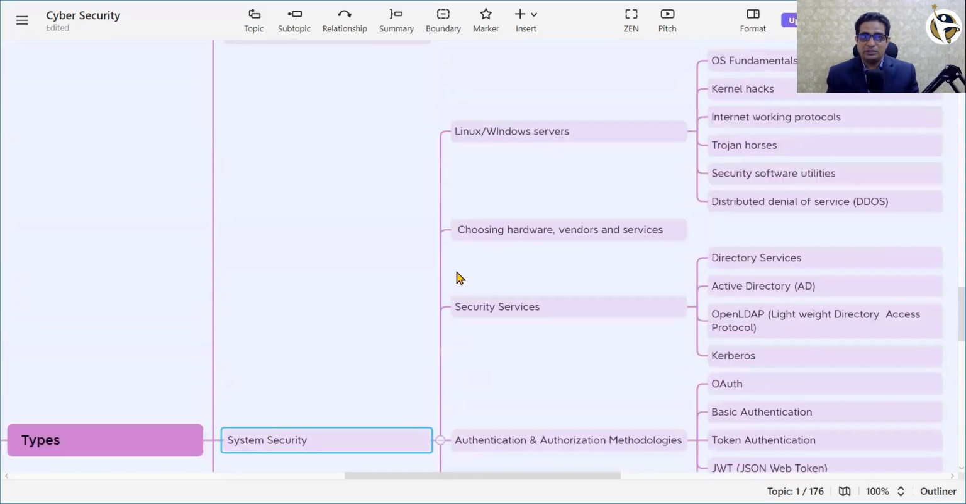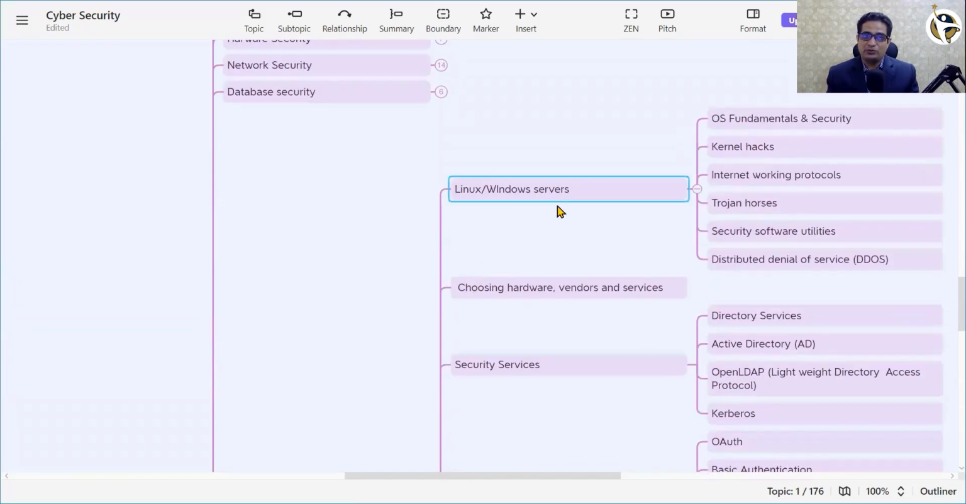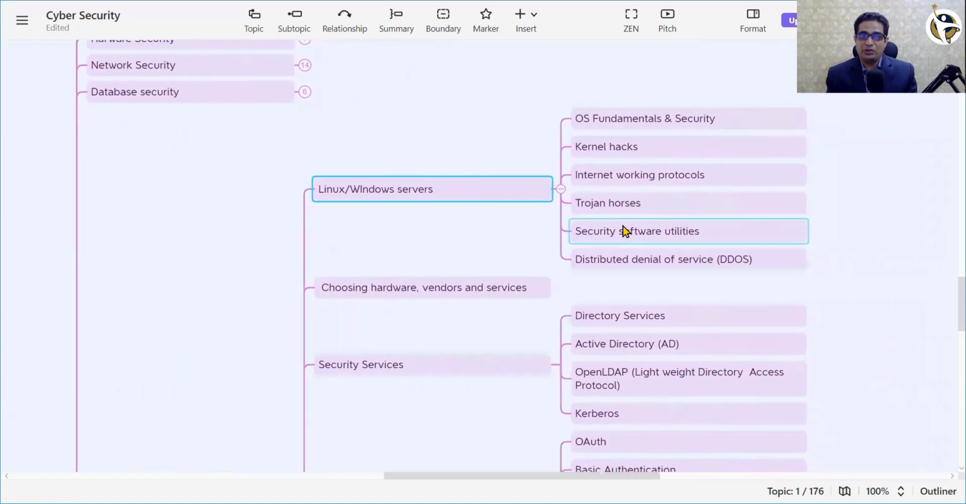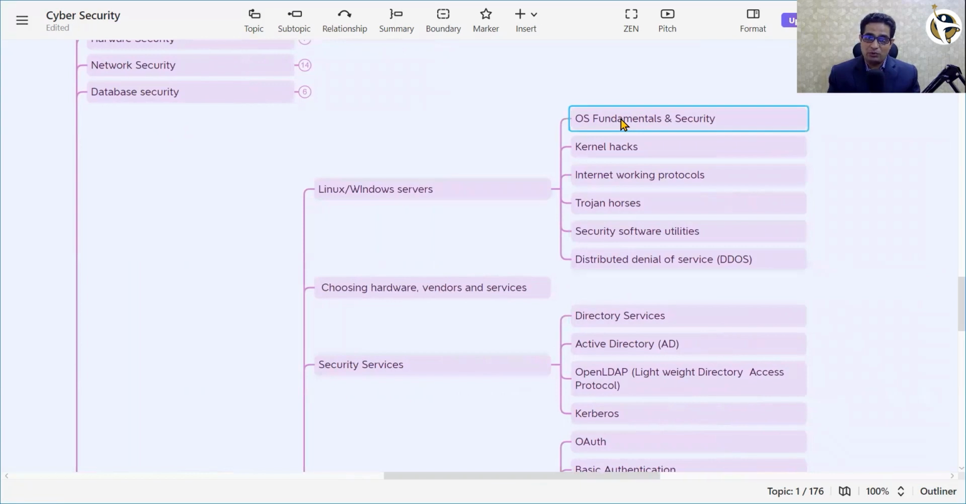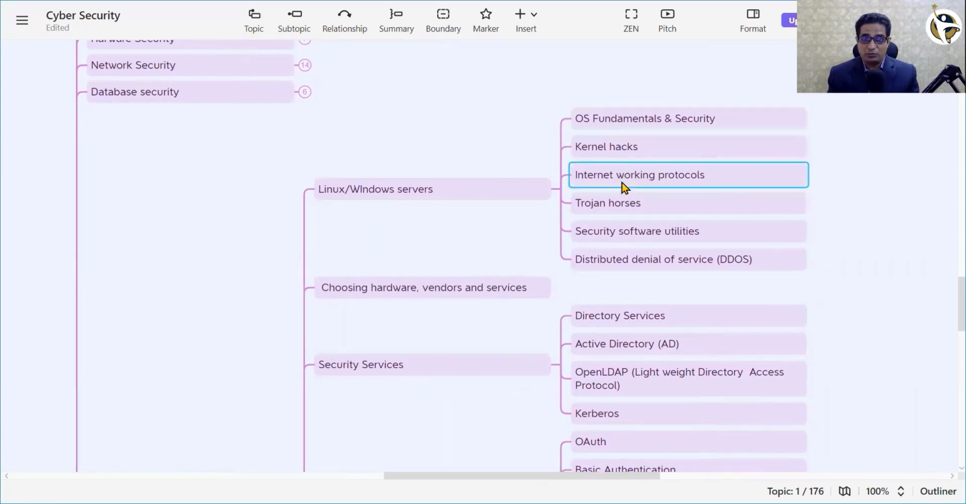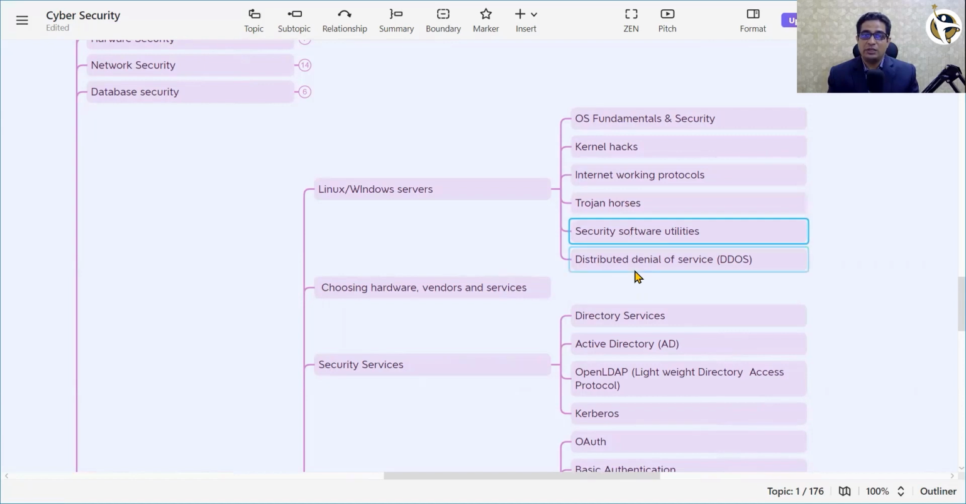Now coming to system security. A few minutes back we saw, right, whether you are working in Linux or Windows operating system, you need to know some fundamentals about the operating system and its security. Kernel hacks are very important things. Then internetworking protocols, already we saw some of the internet protocols. Then Trojan horse, security software utilities. There are various utilities available in order to protect various software, right? It could be specific to a software, or there are some generic utilities as well.